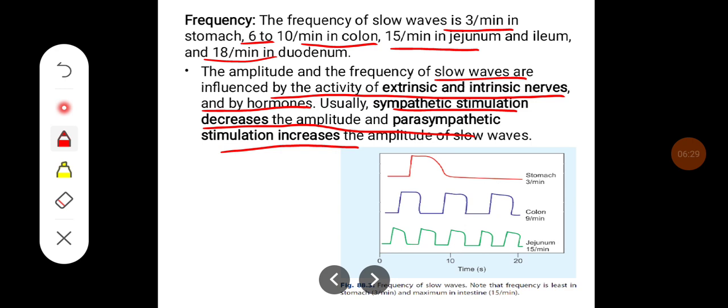Here are the diagrams showing the frequency of the slow waves in stomach, the colon and jejunum, where it is 15 contractions per minute, waves per minute.